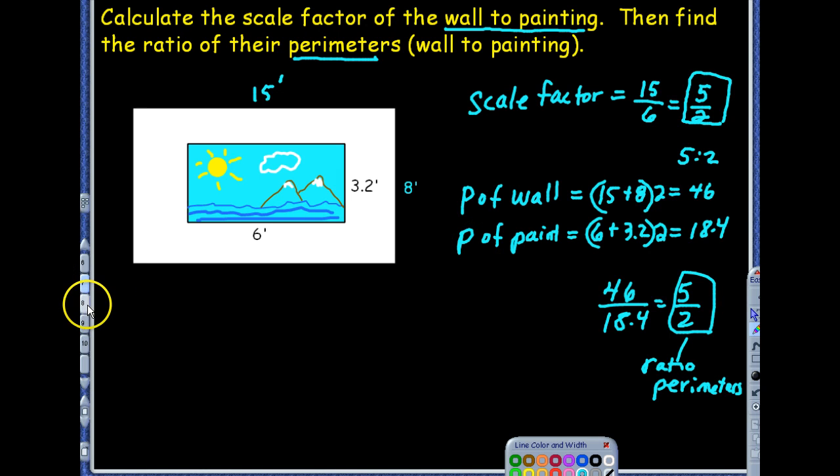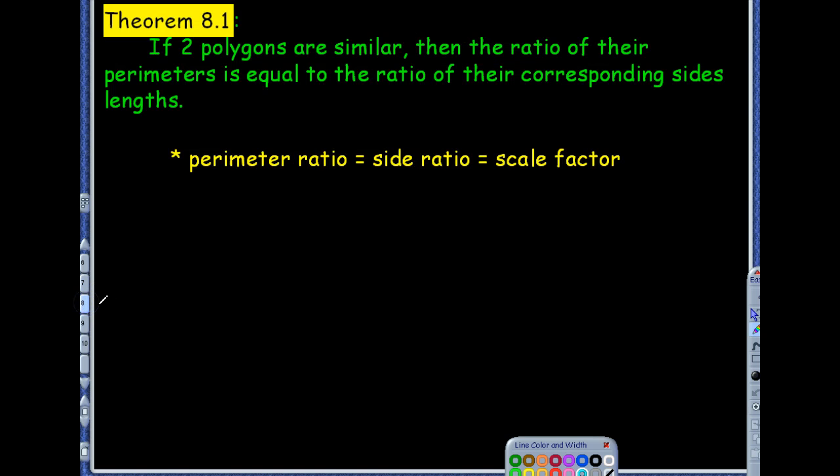Yeah, and imagine this: we have a theorem. Who knew? We haven't done a normal theorem for a while. Well, we're going to see them more in this chapter. Yes. So theorem 8.1 says if two polygons are similar, so you know that they're similar, then the ratio of their perimeters is equal to the ratio of their corresponding sides.